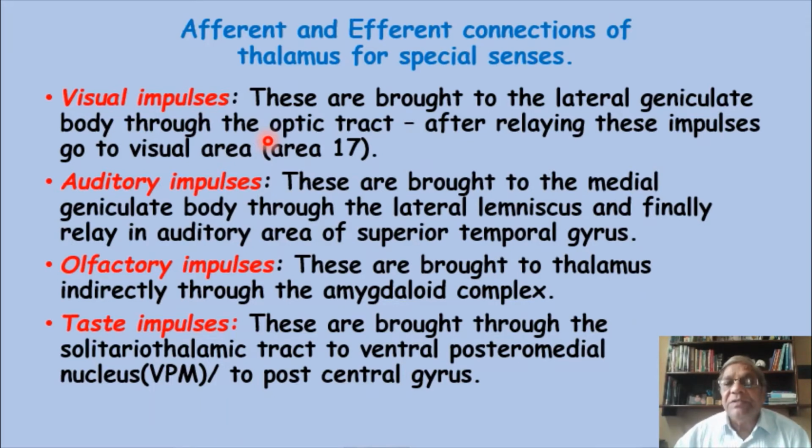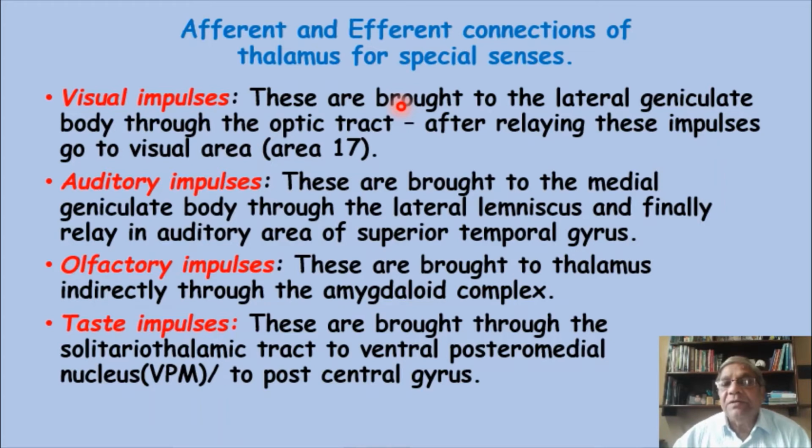We will first deal with the relay of the spatial senses in the thalamus. And which are the spatial senses? The vision, the hearing, then the olfaction and the taste impulses. So these four important sensations of the spatial senses relay in the thalamus. Let us come to the first sense, that is the visual. Visual impulses are brought to the lateral geniculate body.